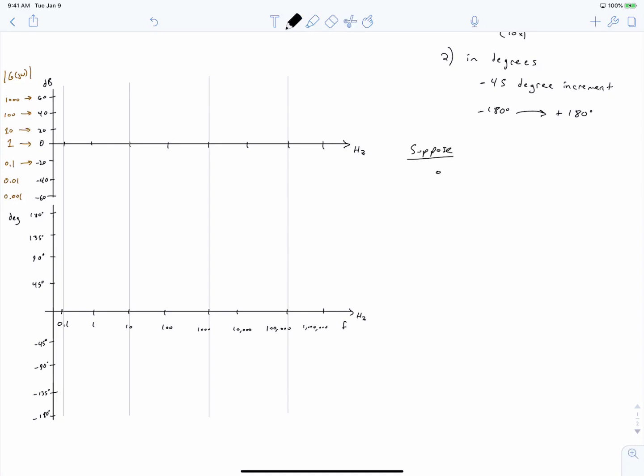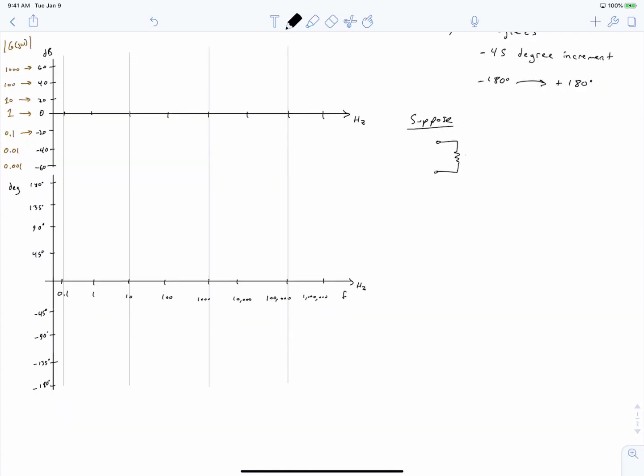Suppose that we have this very simple circuit, which consists simply of a resistor. It has an input current of I and an input voltage of V. And what we're going to do is calculate the frequency response transfer function between V and I. So we'll call this our transfer function G, and it happens to be equal to the impedance, which is our voltage divided by our current. And we can see that it's simply equal to the resistance. And suppose that that resistance is 10 ohms.